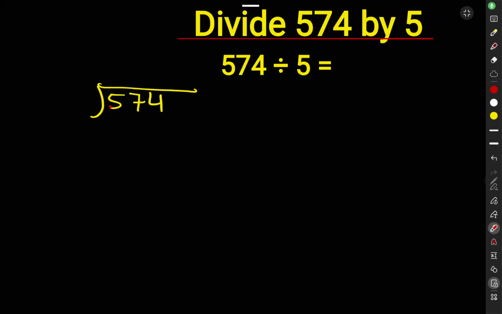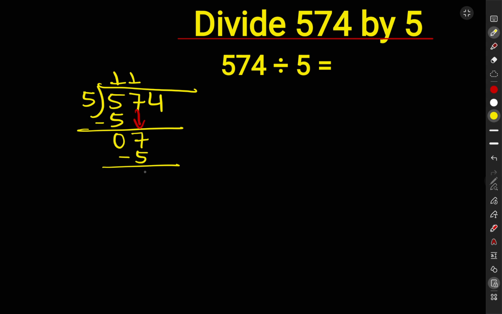We divide 574 by 5 in a long division method. 5 times 1 is 5. On subtracting, we get 0. So now we put down this 7 and 5 times 1 is 5. On subtracting, we get 2.